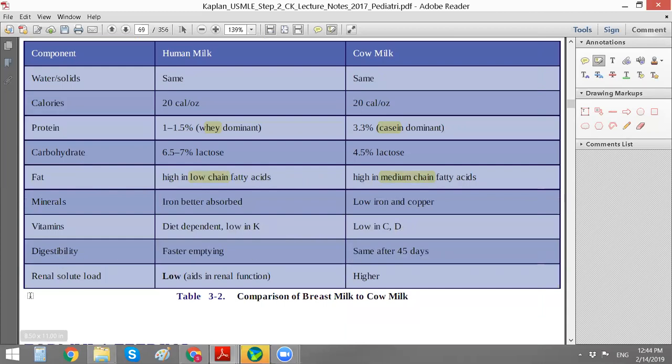Same after 45 days. Renal solute load, this is very important. Low, so it aids renal function. This is higher, so not good.